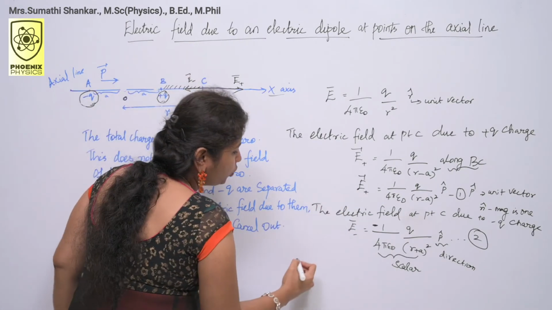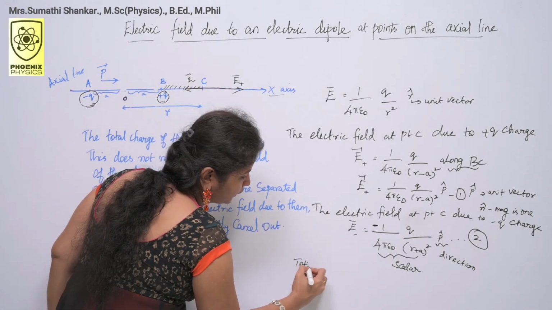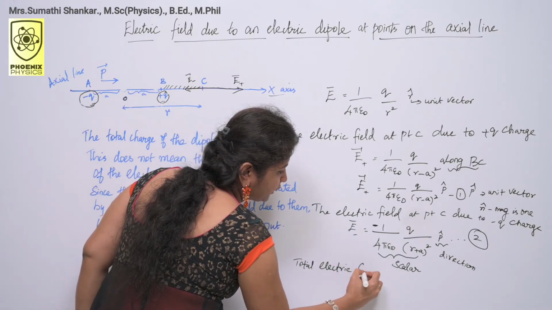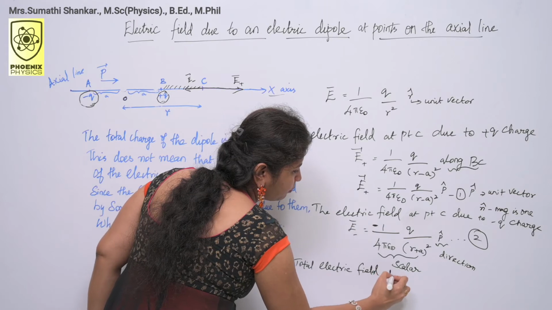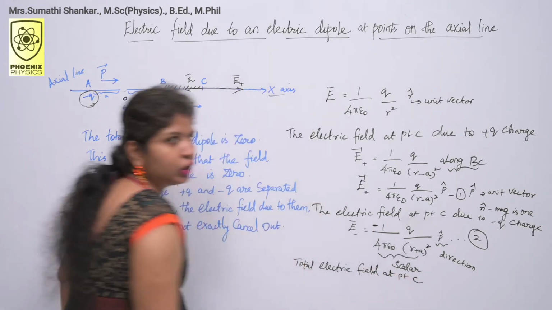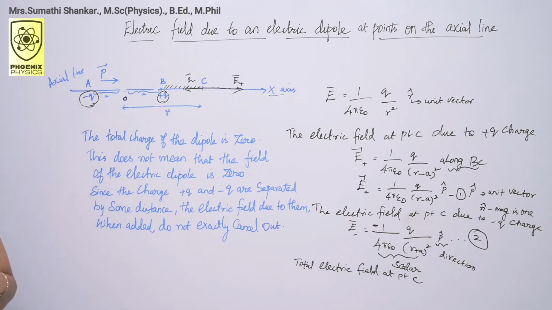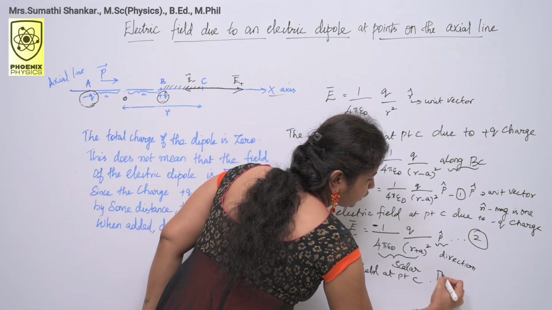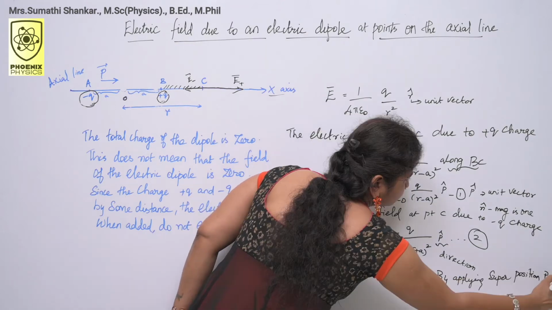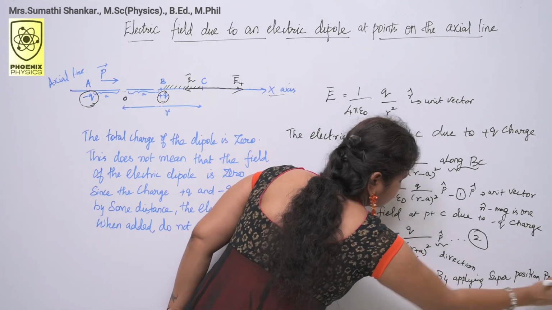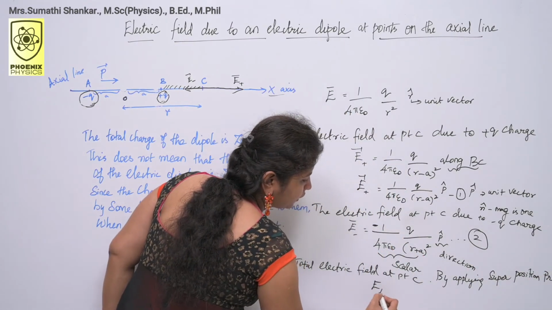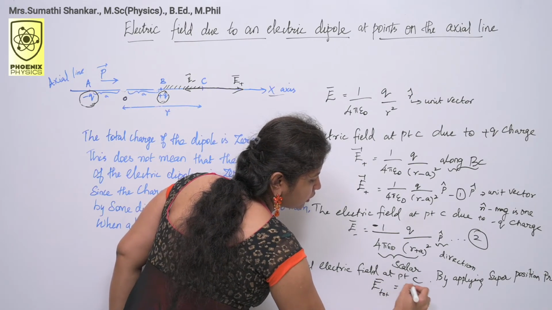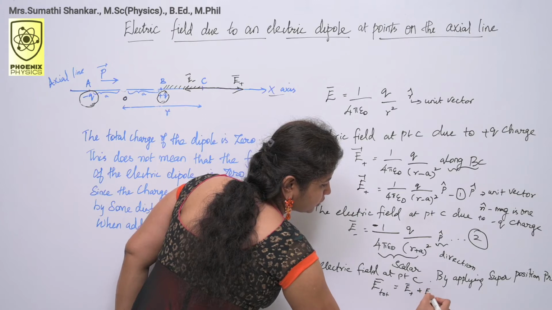Then how do you calculate the total electric field? Total electric field at point C. You know very well, we can easily apply the superposition principle. So by applying the superposition principle, E total can be written as E plus plus E minus.